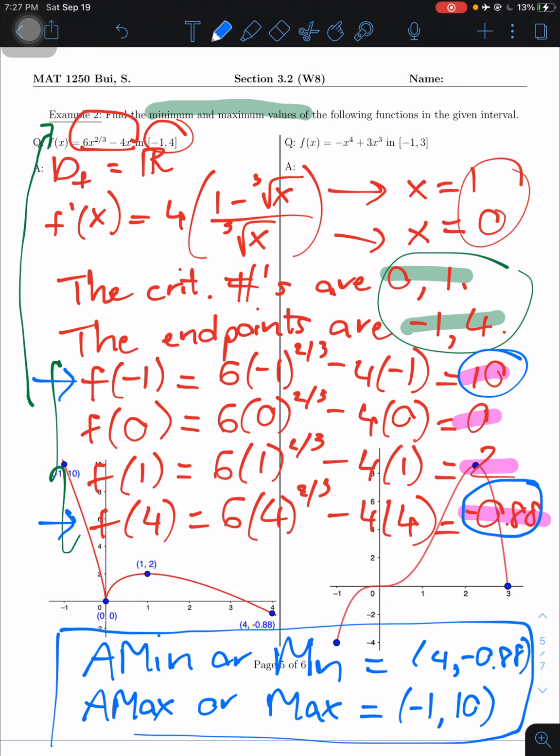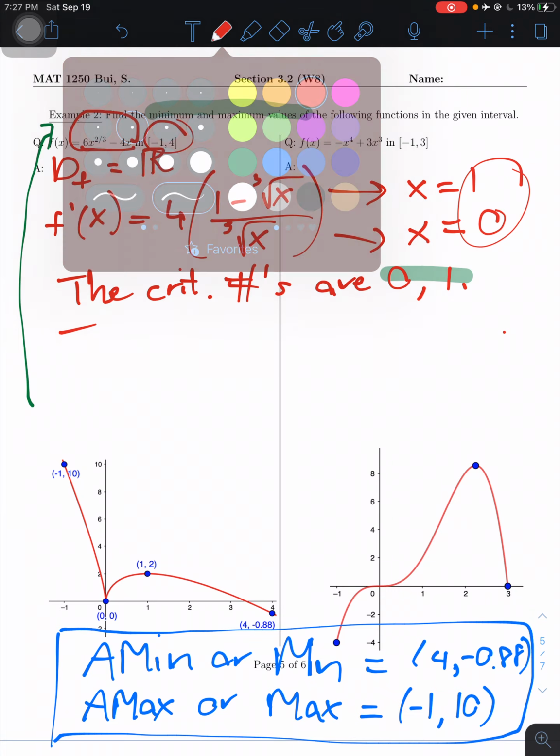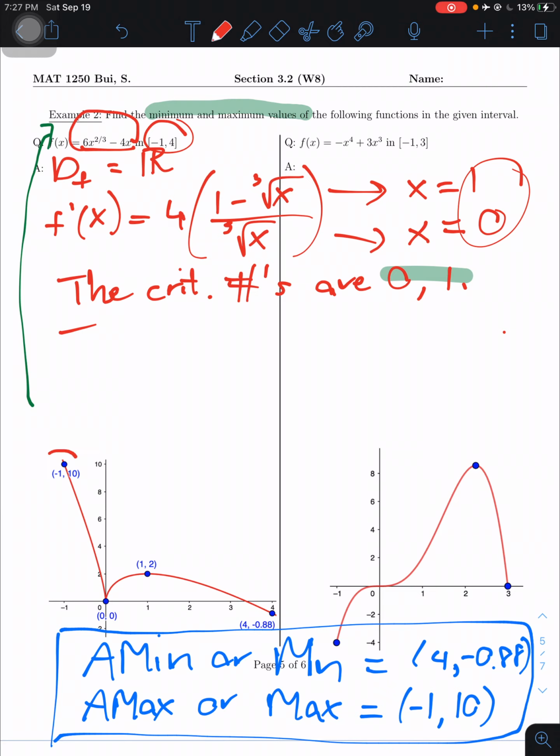And if you want to compare to the graph that I already have for you guys, let me take out some work in here so that we can see the graph. Okay, so as you look at the graph in here, let me put it back in red. So the highest point among everything in here is the value of 10 at x equal to -1, right? This one is our max. That is correct, right? And then the lowest value in here is this one right here at x equal to 4, and we have the value of it equals to -0.88, okay?